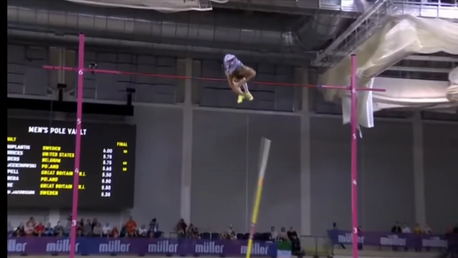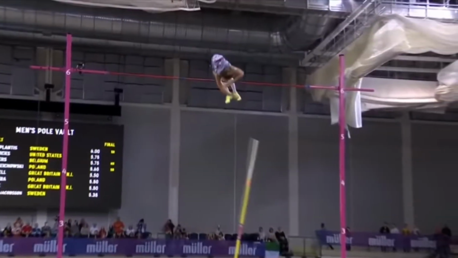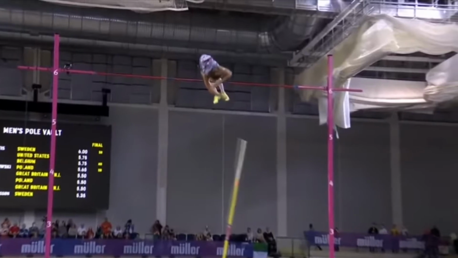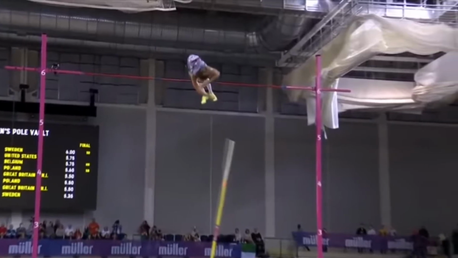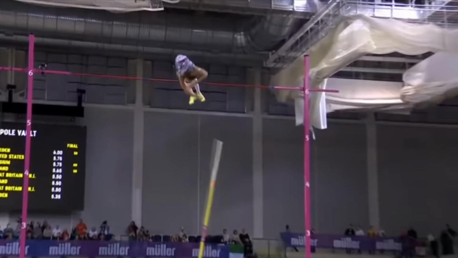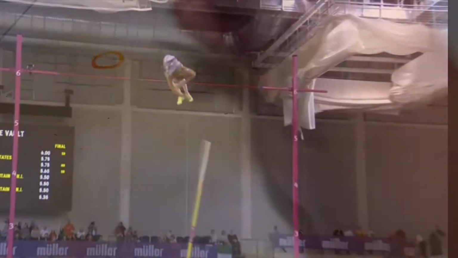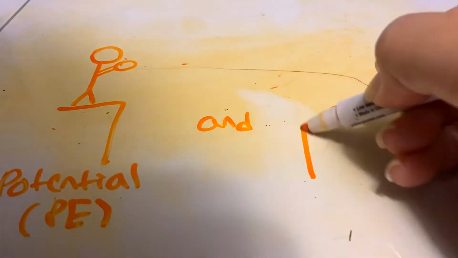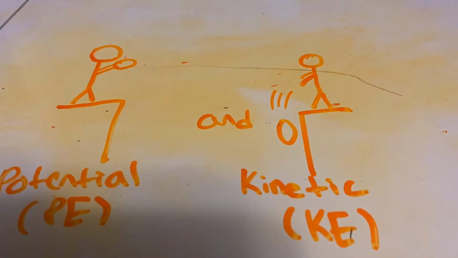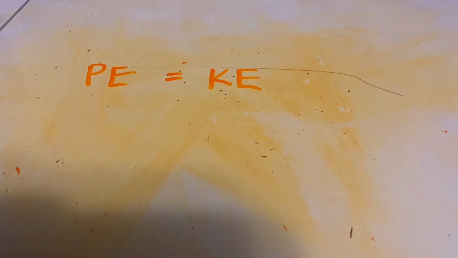Now let's look at the pole vaulter we watched in the beginning. The maximum height represents the center of gravity. This would be around his stomach area as he clears the pole. Now taking everything into consideration, we can set the potential energy and the kinetic energy equal to each other as shown here.